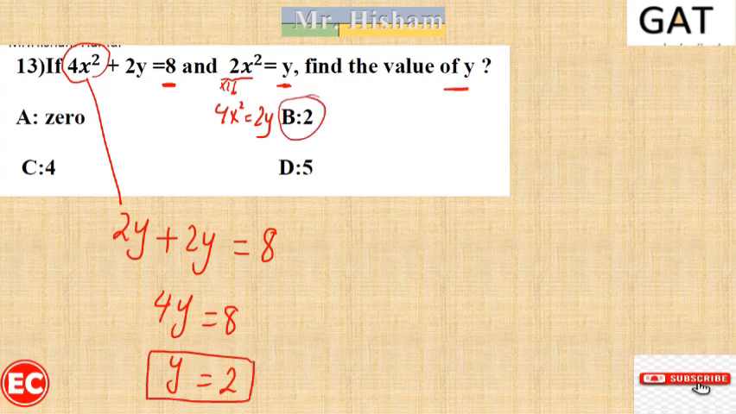Another approach is that you can replace the y with 2x squared and then solve the equation for x, and come back to solve it for y. But I'm giving you here the simplest method of solving this question.